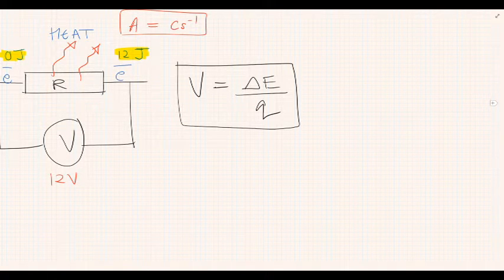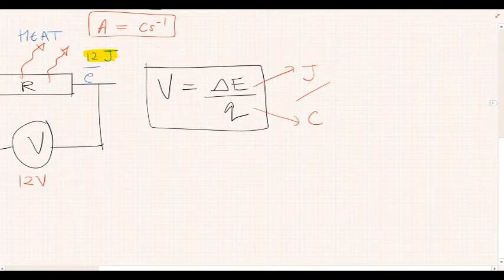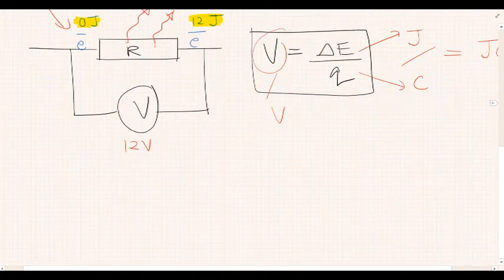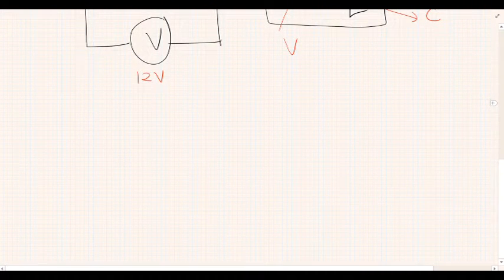And if we look at the units, our energy is measured in joules, our charge is measured in coulombs. So because it's energy divided by charge, that is equal to joules per coulomb. And of course, that's more commonly just referred to as units of volts. Either way is fine.